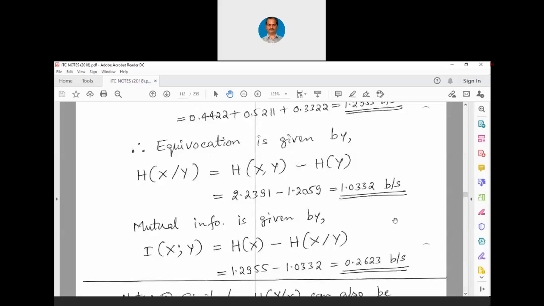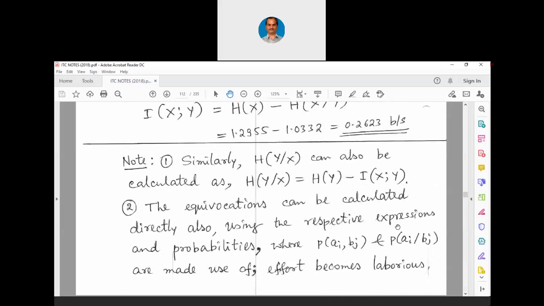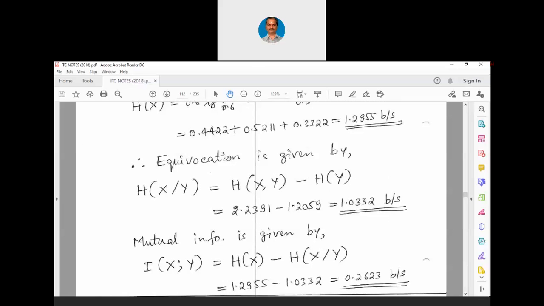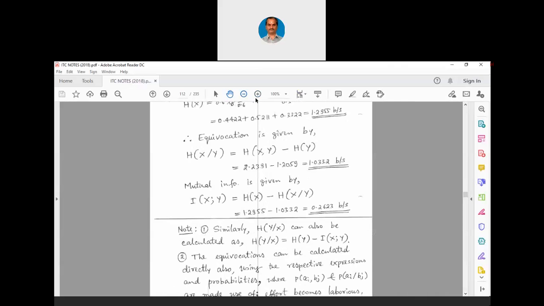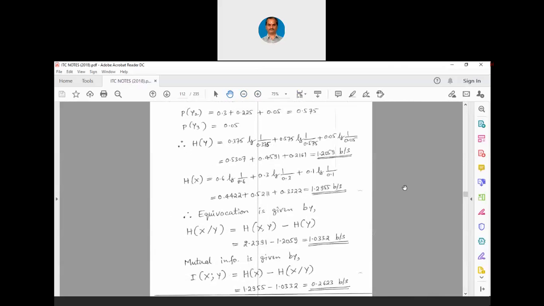So now look at this. What is the conclusion? Let me tell you the conclusion before going to the note. What is the conclusion here? Just look at the values and tell me the conclusion. See, h of x is 1.2955 bits per symbol. H of y is 1.2059 bits per symbol. But I of x semicolon y is 0.2623 bits per symbol. Now can anyone unmute and tell me what is the conclusion for this exercise?